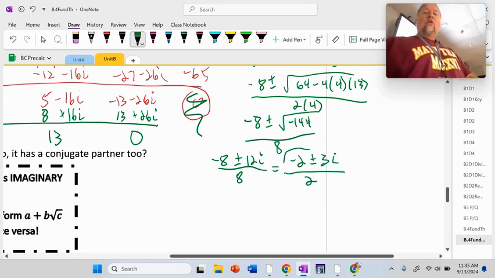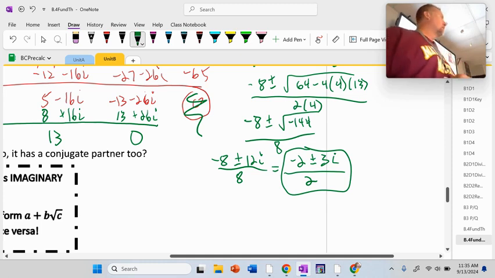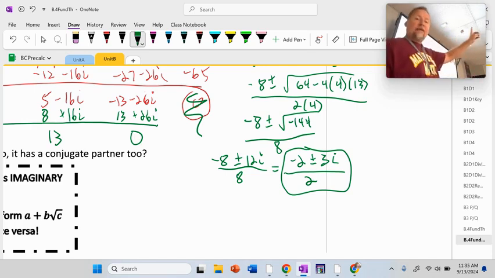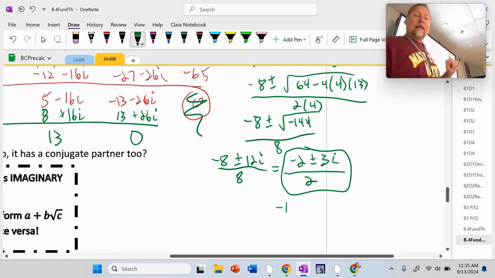No, those 2's do not cancel. That's why you divide everything by 4, or separate it into 2 separate fractions. You could also have this: negative 8 over 8 is negative 1 plus or minus 12 over 8 is 3 over 2i.